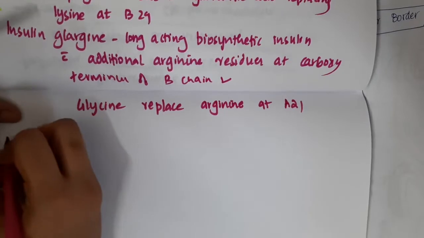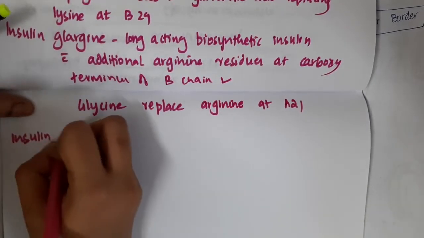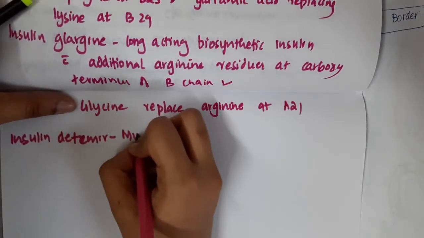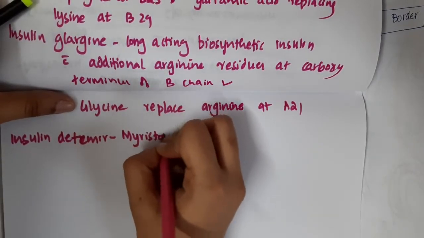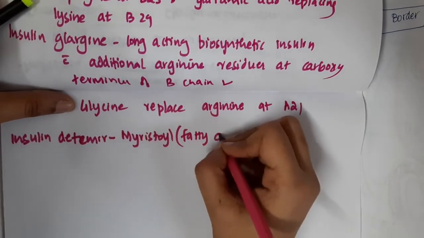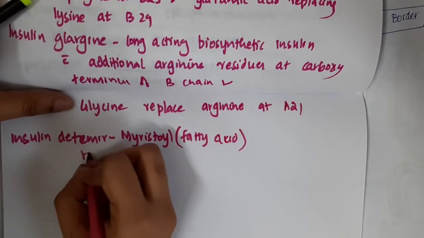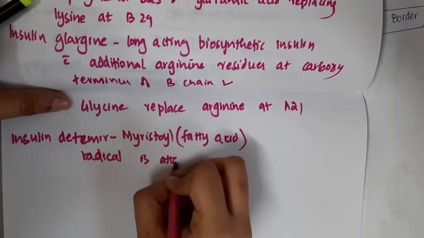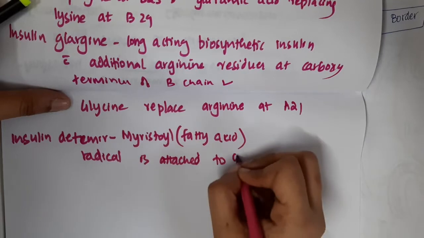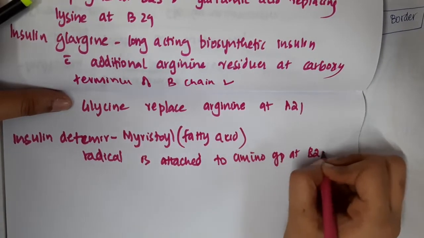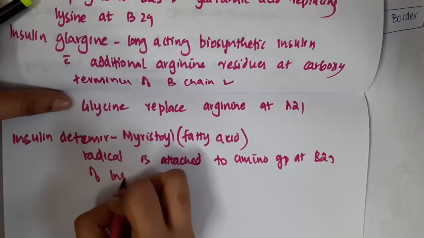Okay, then we have the next insulin, which is insulin detemir. Here myristoyl, which is a fatty acid radical, is attached to the amino group at B29 of the insulin chain.